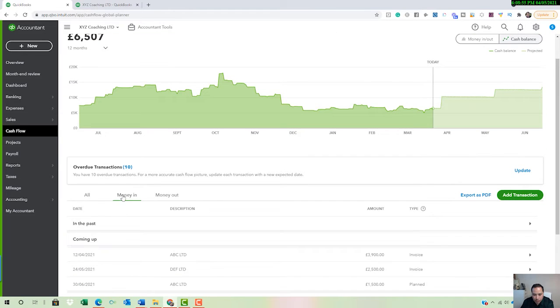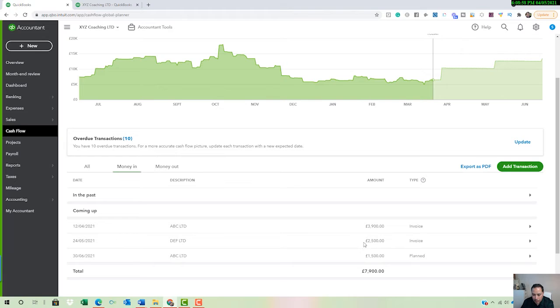And you'll also see there's money in. You can see what money is coming in over the next few months, and you'll see there are dummy transactions from ABC Limited, DF Limited, and ABC Limited again. This cash is coming in on these dates, and you'll see there are two invoices and one plan. What I mean by this is, the invoices have actually been raised in the system. So based on the due date, when the invoices are due, these payments are expected to come in.